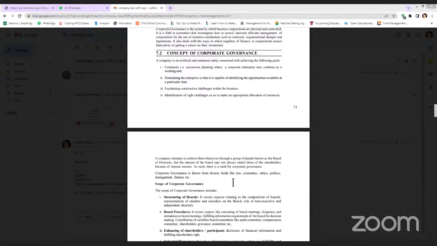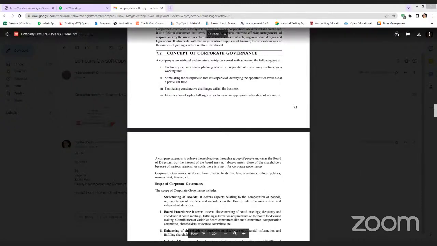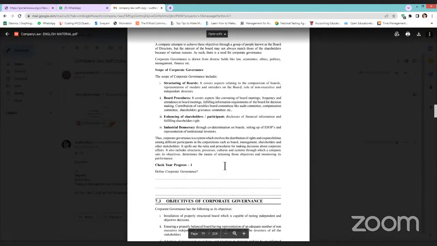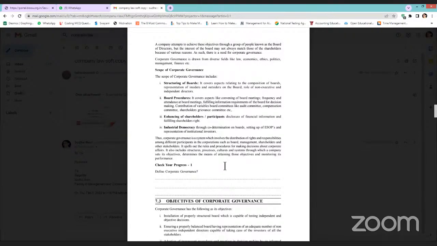So there needs to be corporate governance, because you will find this corporate governance in all the different sectors. It's not limited only to corporate entities. In different sectors and fields, you can find this corporate governance, like in legal aspects, economics, ethics, politics, management, finance. So let us see the scope of corporate governance.